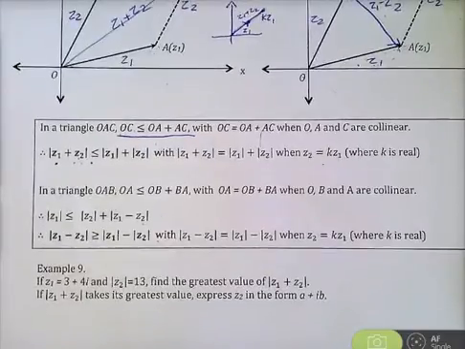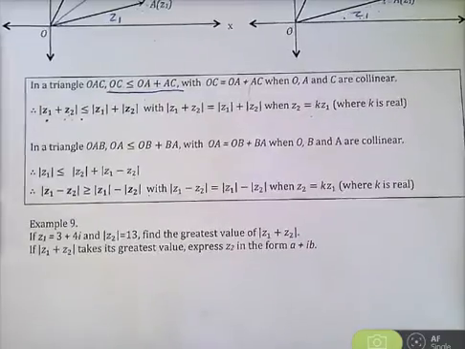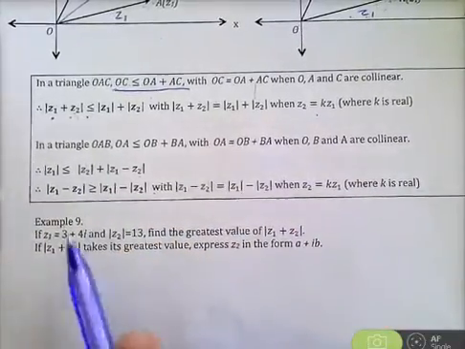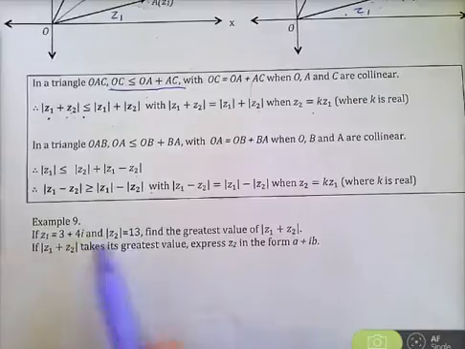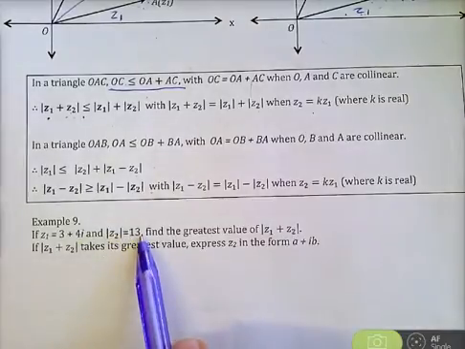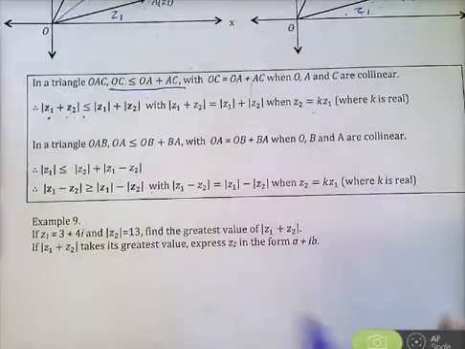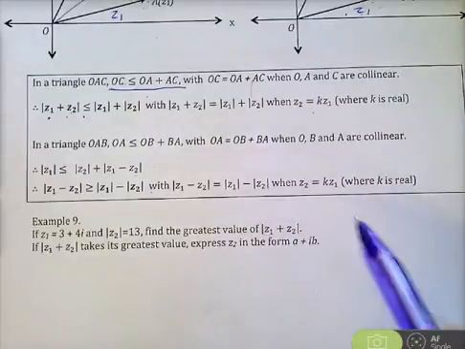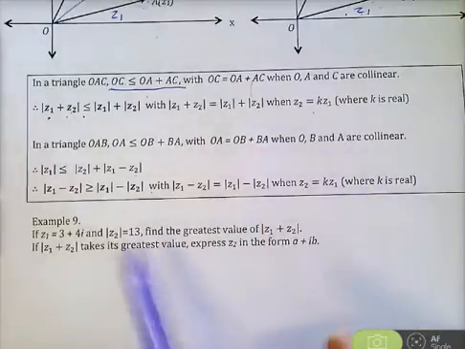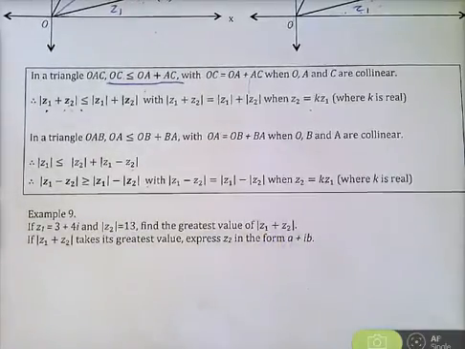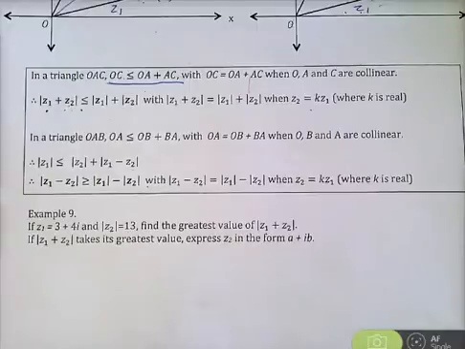Okay, all right, let's have a look at this example. Example 9 here. We've got that if Z1 is 3 plus 4i and modulus of Z2 is 13, think of Pythagoras' theorem if you want. Give me an example of how you're going to get 13. You know, good, yeah. 5, 12, 13, all right? Find the greatest value of modulus of Z1 plus Z2.